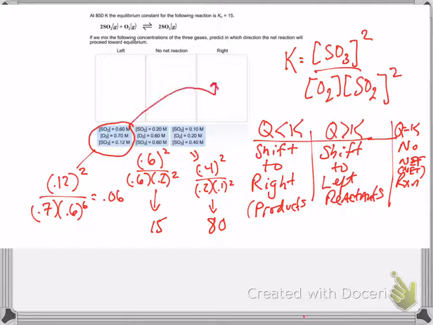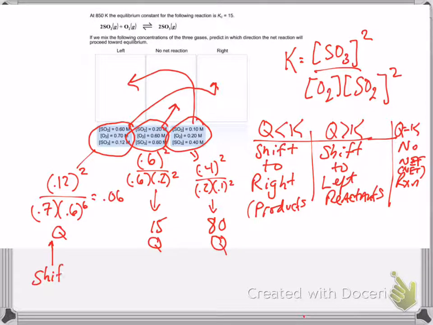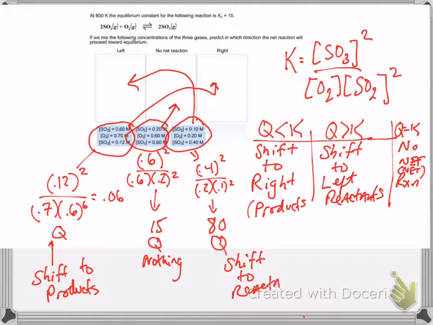So now we just need to put these in the appropriate boxes. This will be a shift to the right because Q is less than K. This will be no net reaction, and then when you have the last one, we expect a shift to the left because Q is greater than K. So: shift to products, no net reaction, and then shift to reactants. It's really important to feel good about constructing these arguments, making sure you can explain the thermodynamic argument of how the system will respond to reestablish Q equals K.